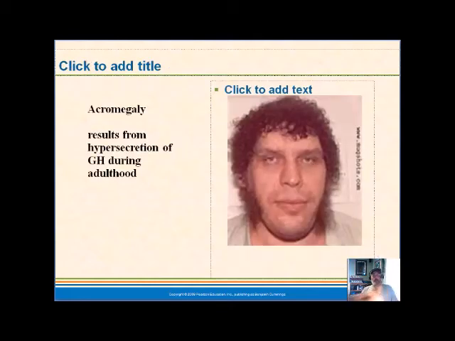And acromegaly is what happens when you have excess growth hormone after puberty, after the growth plates have sealed. And what it does is it results in a general thickening of the tissues. So you get larger, thicker bones and larger muscles as a result. And here's a prime example. This was Andre the Giant. You may remember him from the movie The Princess Bride.